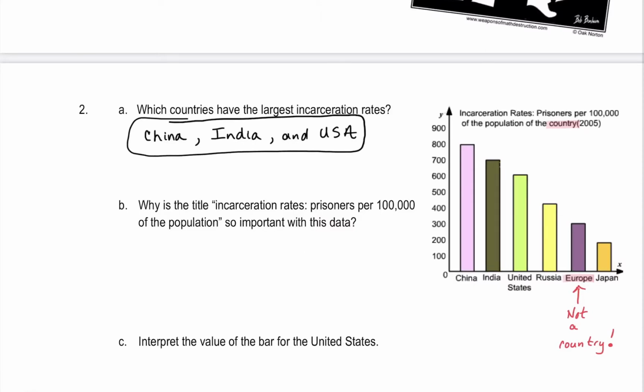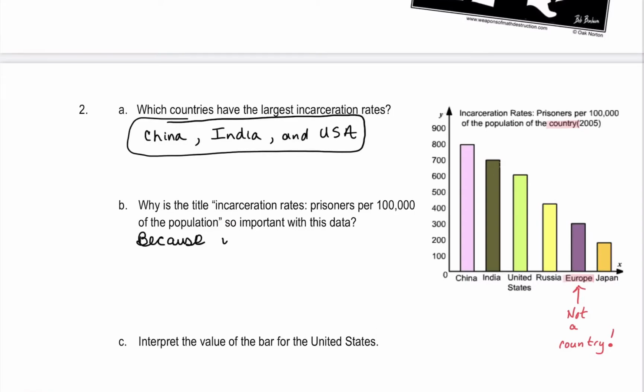Okay, now, part B. Why is the title, incarceration rates, prisoners per 100,000 in the population, so important here? And this is really important. So we can't just look at the absolute number of incarcerations, like how many people are in prison in different countries, because countries with large populations would naturally have more people in prison because they're bigger countries. Countries with smaller populations would naturally have less people in prison. So that's why we have to look at the number of people in prison per population.